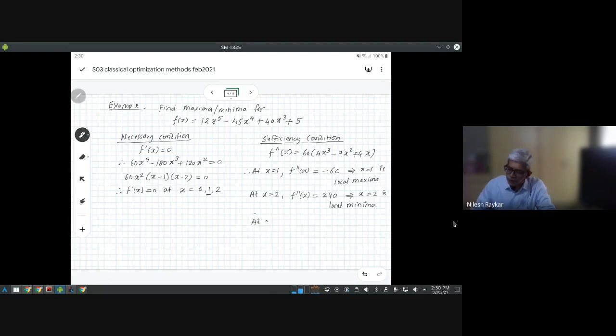So the third point is at x equal to 0. So at x equal to 0, f double dash x also happens to be 0. Which means that this particular point, x equal to 0, is an inflection point, that it is neither maxima nor minima.